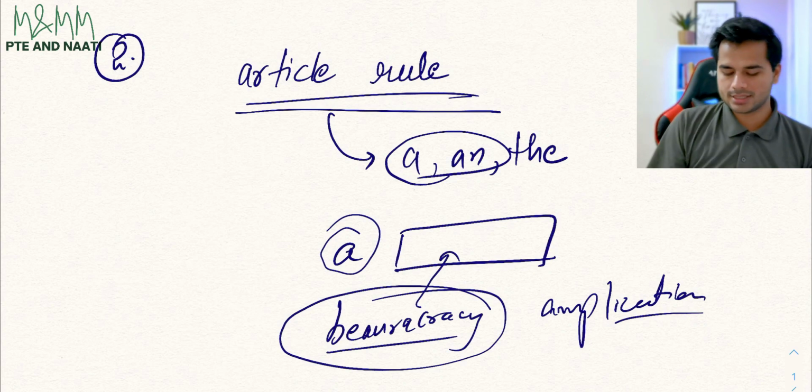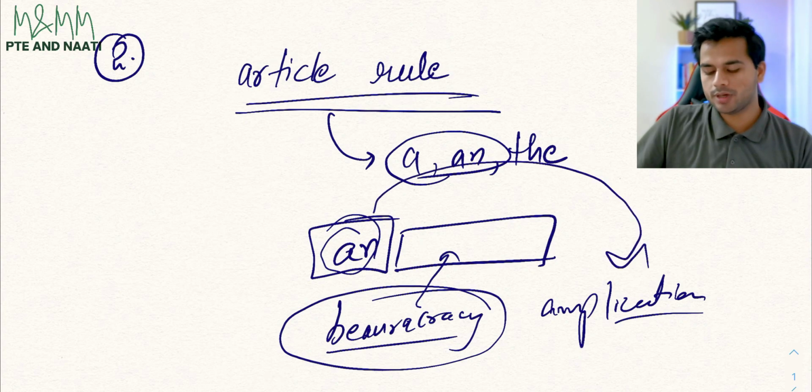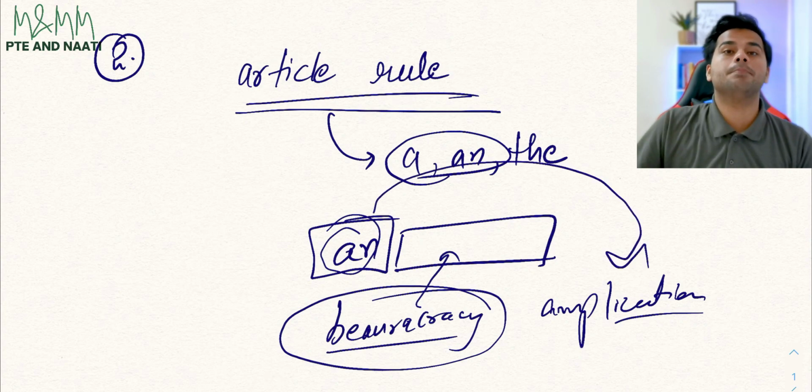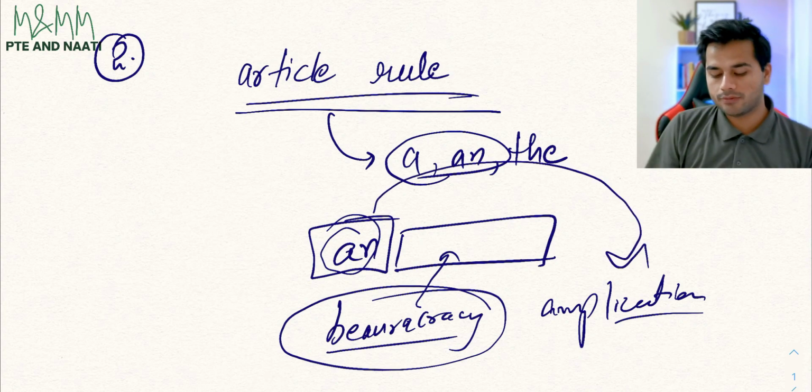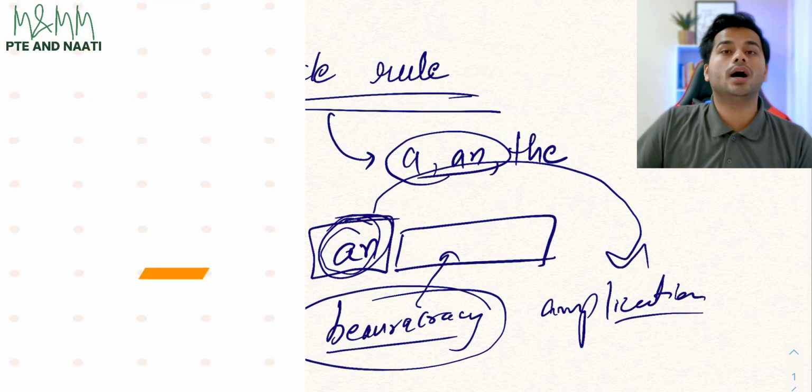But if I flip this article a and if I put the article an now, straight away my correct answer is going to be an amplification, because now after the article an, I'm looking for a vowel sound, not a consonant sound. So that was my rule number 2, the article rule.